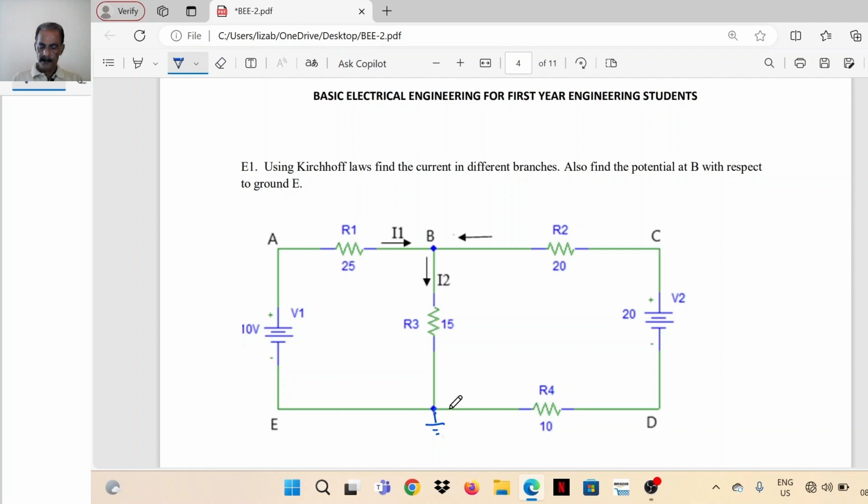So the circuit given is: there's a 10 volt source, a resistance of R1 here, a resistance of R3, then resistor R2 of magnitude 20 ohm. This is resistor R4 of magnitude 10 ohm. This is a 20 volt source.